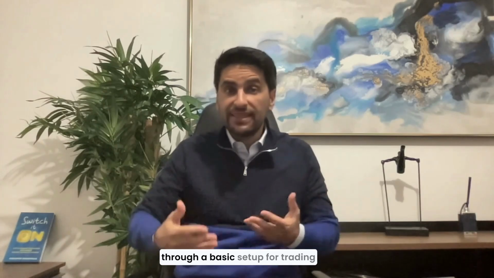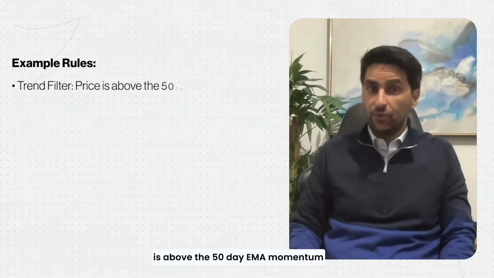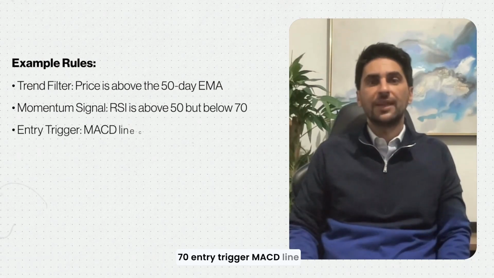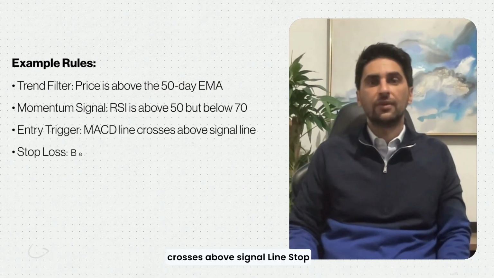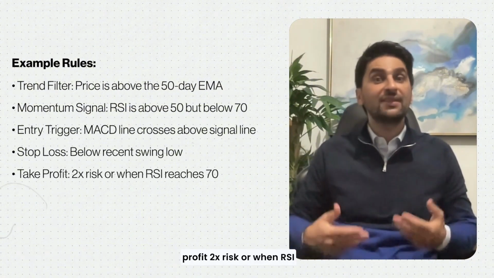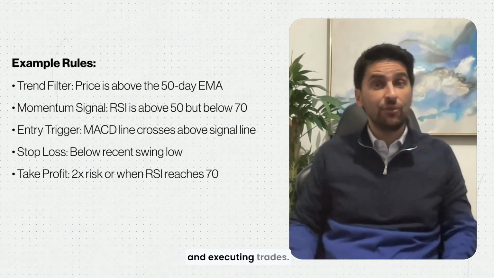Let's walk through a basic setup for trading in the direction of the trend. Example rules: trend filter, price is above the 50-day EMA. Momentum signal, RSI is above 50 but below 70. Entry trigger, MACD line crosses above signal line. Stop loss, below recent swing low. Take profit, 2x risk, or when RSI reaches 70. This creates a repeatable structure for identifying and executing trades.